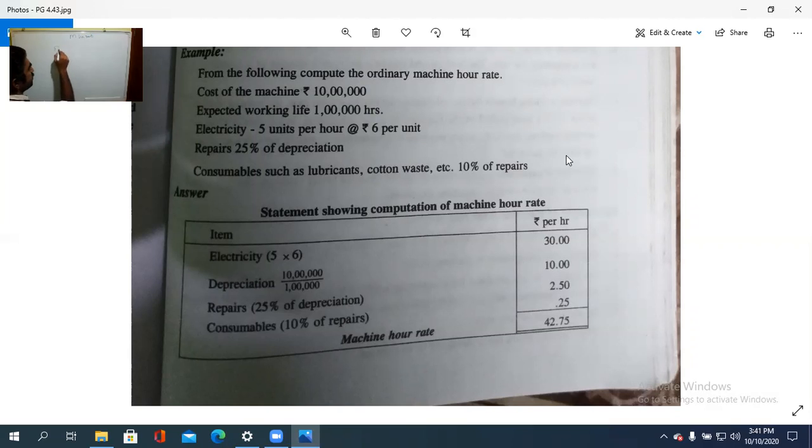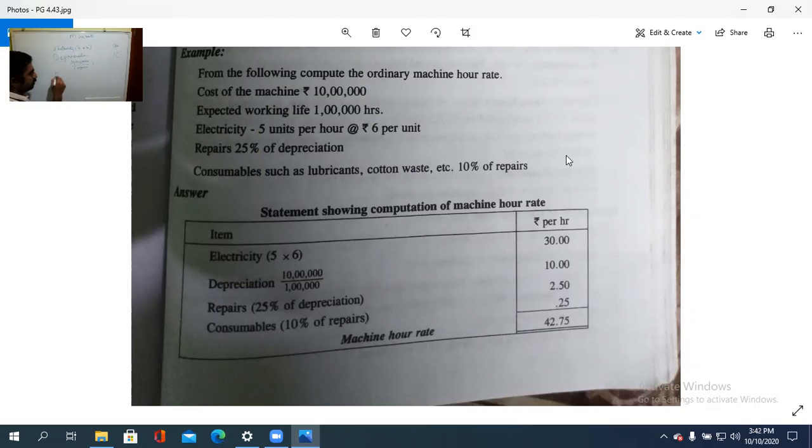So firstly, electricity. So how much? 5 units at the rate of rupees 6, so 30. Then next, depreciation of the machinery. Whichever expenses come in that machine, all of them should be taken. So depreciation is 10 lakh is the cost and how many hours it is worked? 1 lakh. So it is 10 lakh divided by 1 lakh. So it is 10, isn't it? Then electricity taken, depreciation taken.